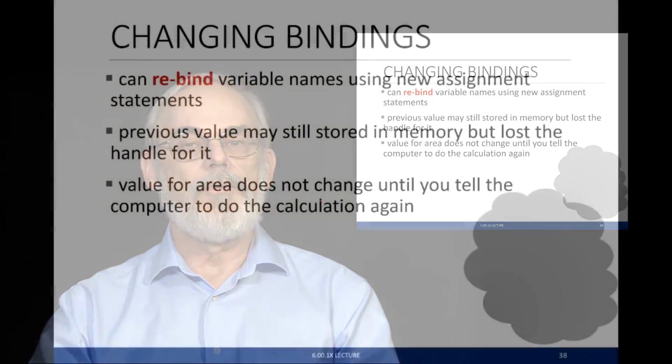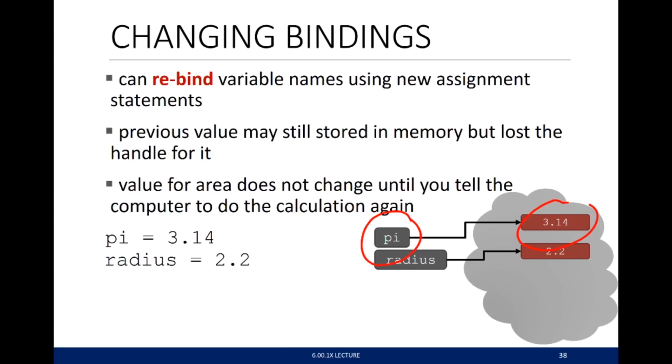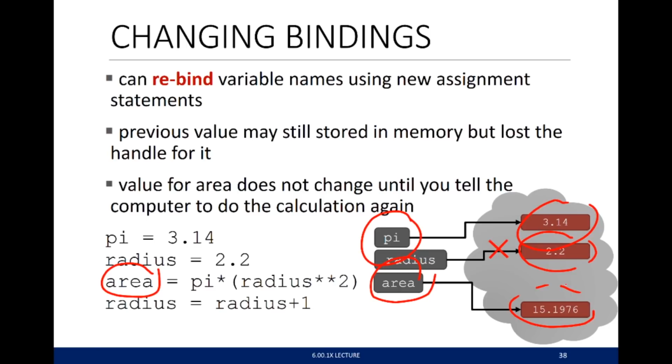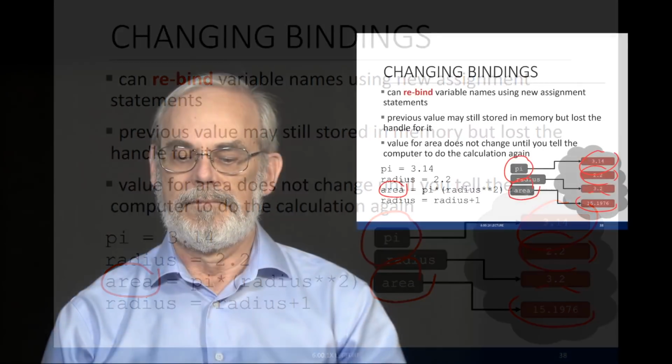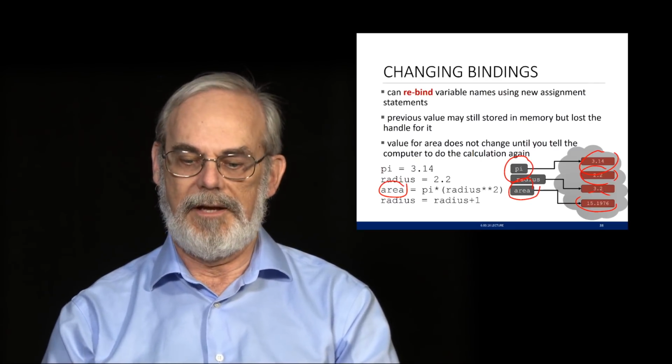Another way of thinking about it is, if this cloud is my memory, when I do a binding for pi, it associates the name pi with a value off in memory. When I do radius, I get the same thing. When I compute area, it looks up radius, squares it, multiplies it by pi, and then associates the name area with that value in memory. And now, if I change radius, it loses that first association and creates a new one. But area hasn't changed. If I wanted to recompute the area for this circle, I would need to do another call to area to make it happen.